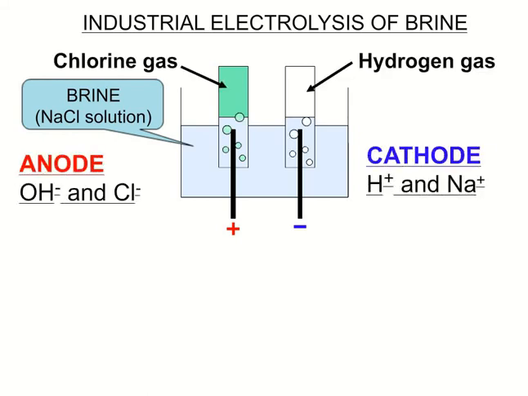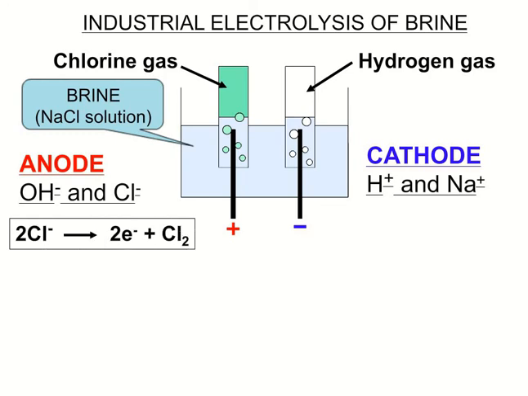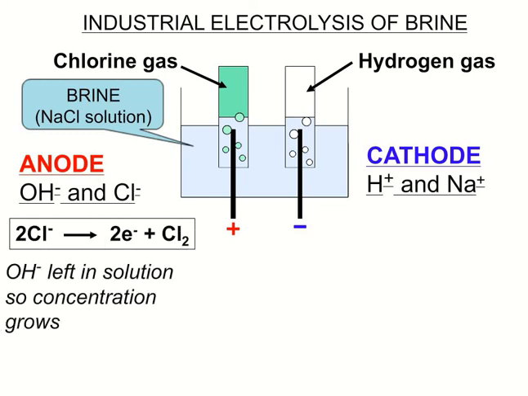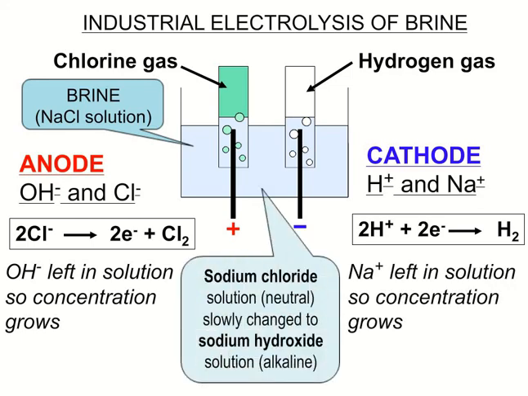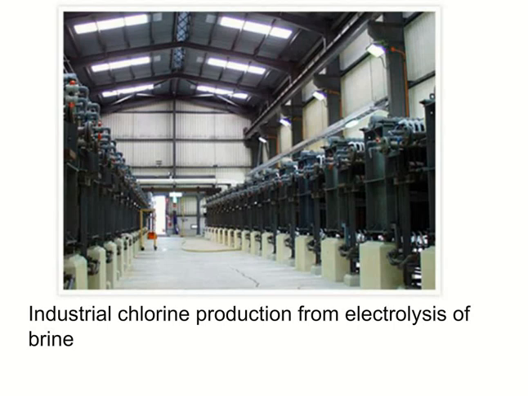Industrial electrolysis of brine solution. At the anode, OH minus and Cl minus come. At the cathode, H plus and Na plus come. Chlorine gas is liberated at the anode, and OH minus is left in solution, so its concentration grows. Hydrogen gas is liberated at the cathode, and Na plus is left in solution, so its concentration grows. Neutral sodium chloride solution slowly changes into sodium hydroxide, which is alkaline. This is industrial chlorine production from electrolysis of brine solution.